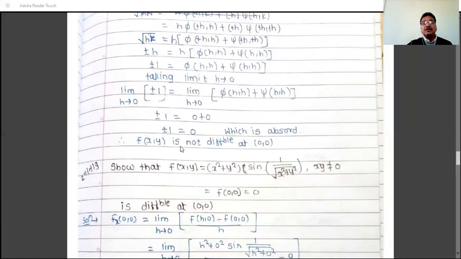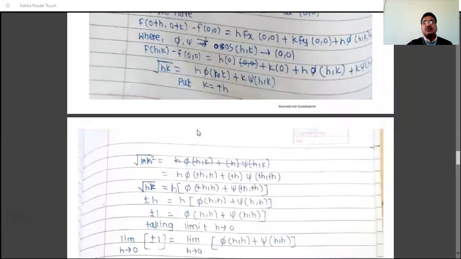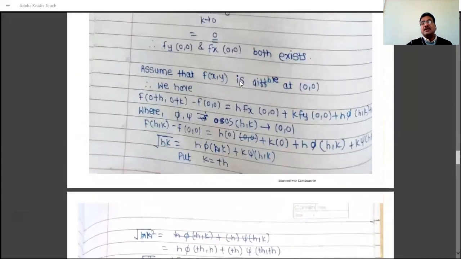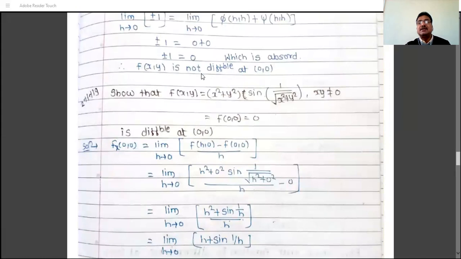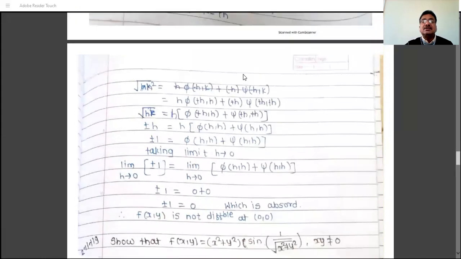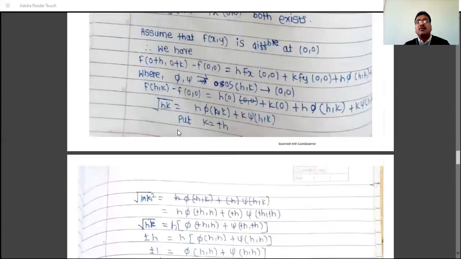And therefore we have plus or minus 1 equal to 0, which is absurd, which is wrong, which is impossible; the value of plus 1 or minus 1 cannot be 0. This is why we have this contradiction, or wrong statement. Your assumption is wrong. What is your assumption? That f(x,y) is differentiable at (0,0). This is wrong, which means what is correct? That the function f(x,y) is not differentiable at (0,0). This is the fourth way of proving the function is not differentiable at (0,0).